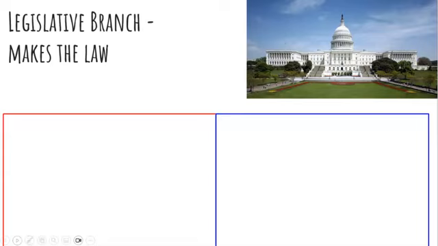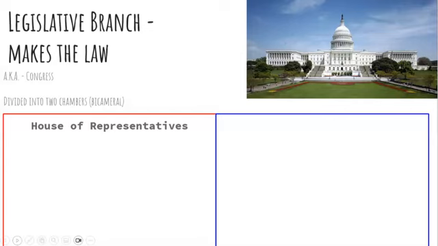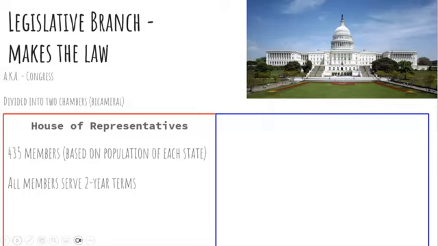So the legislative branch makes laws. In the United States we call the legislative branch Congress, and then Congress itself is further separated into two different houses. So we have the House of Representatives, which consists of 435 members and are based on the population of each state. So larger states have more representation and smaller states have less. And all of the members in the House serve 2-year terms. Then we have the US Senate, consisting of 100 members, and every single state gets 2 senators.